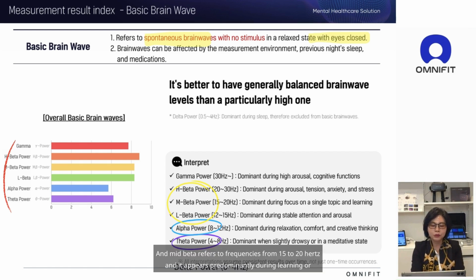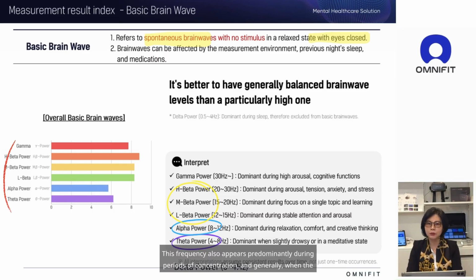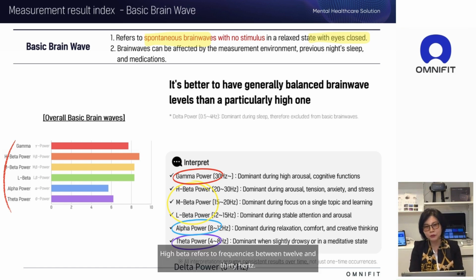And mid beta refers to frequencies from 15 to 20 Hz, and it appears predominantly during learning or cognitive activities. This frequency also appears predominantly during periods of concentration, and generally, when the frequencies from low beta to mid beta are dominant, it means learning happens best in a relaxed and comfortable state. In other words, it's when concentration is at its highest. Next is high beta. High beta refers to frequencies between 12 and 30 Hz.